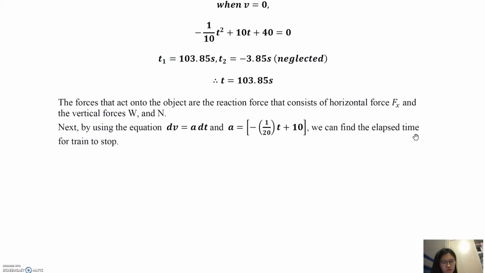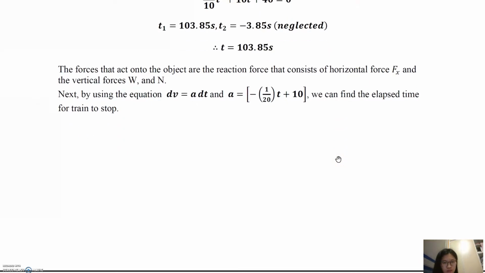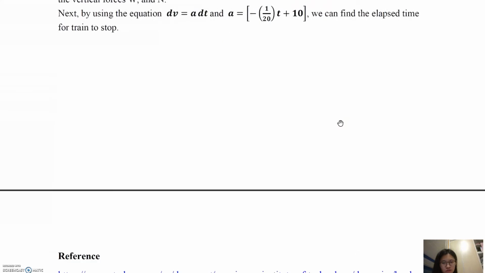The force that acts on this object in our case is the reaction force, consisting of a horizontal force and a vertical force. And then by using dv equal to a dt and the assumption a equal to negative 1/20 t plus 10, we can find the elapsed time for the train to stop.